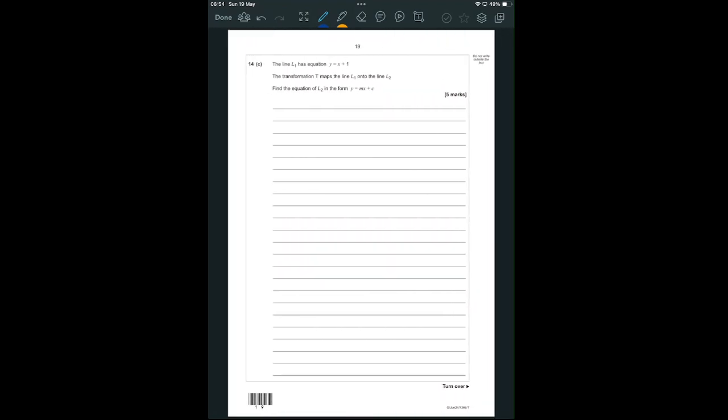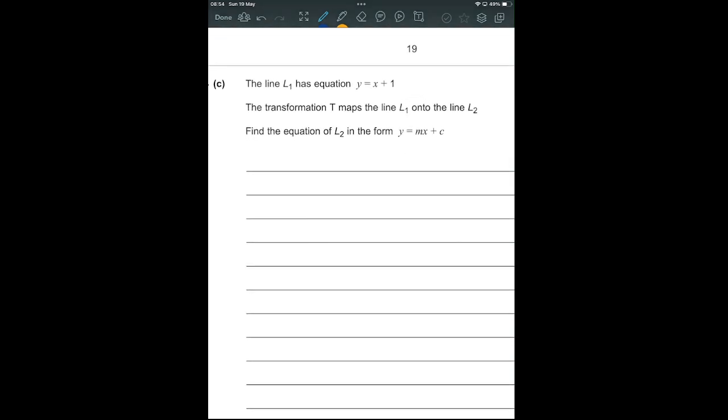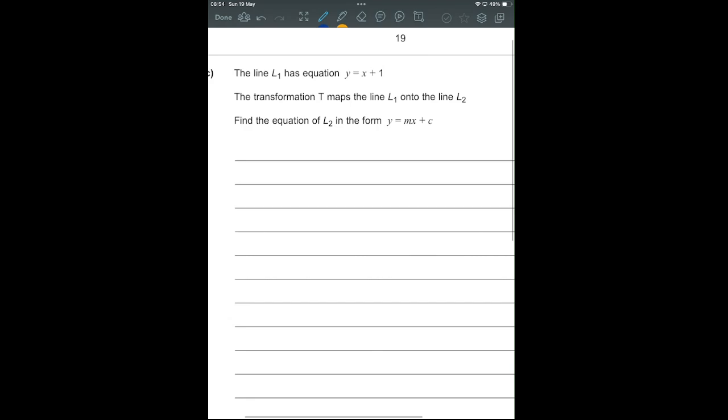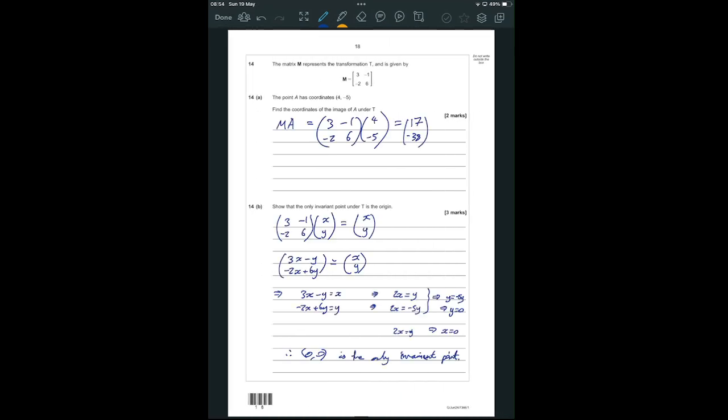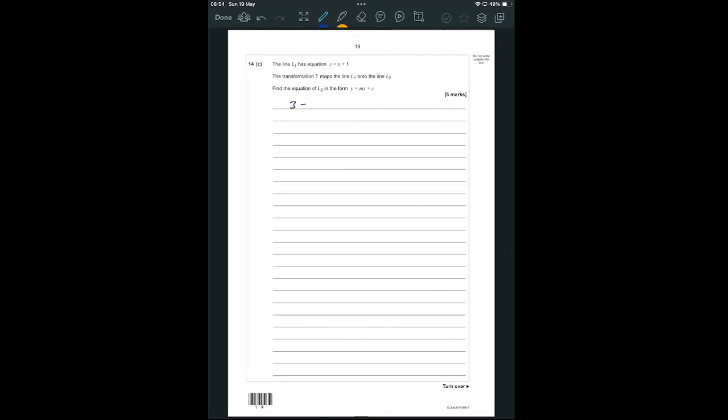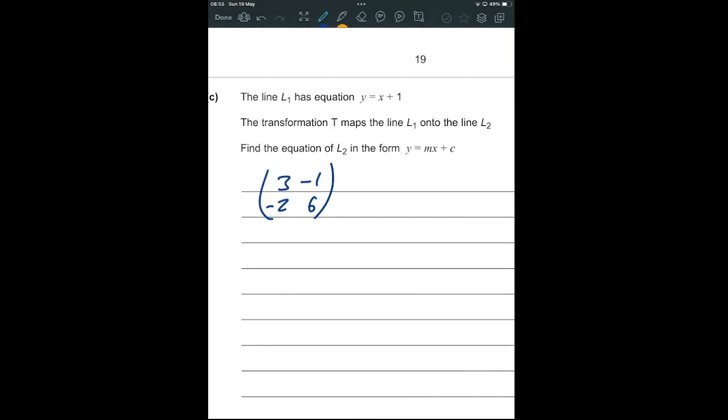Part C. The line y equals x plus 1 is transformed to a new line. Find the equation of the new line. So this is quite awkward. This isn't something that we do very often. And we have to try and make our own method for this a little bit. So let's make sure I quote the matrix right. 3, negative 1, negative 2, 6. So if I want to show that a line maps to a line, I'm going to have to hit a general point on that line.